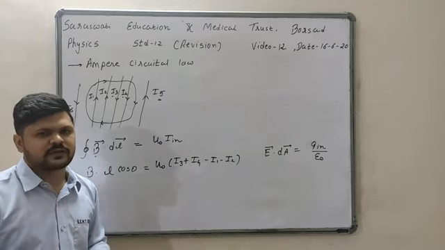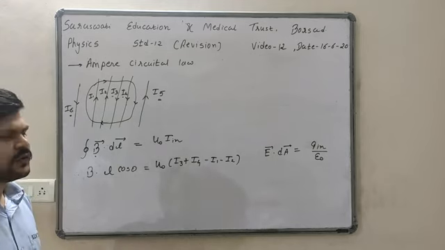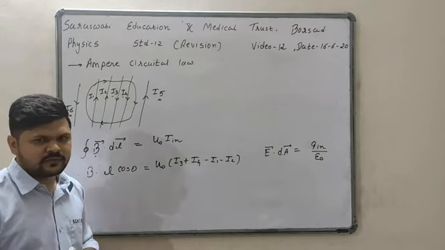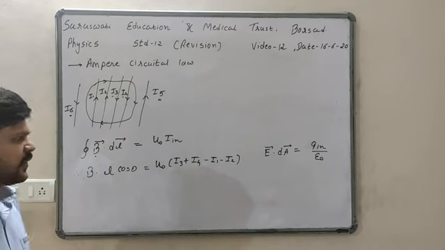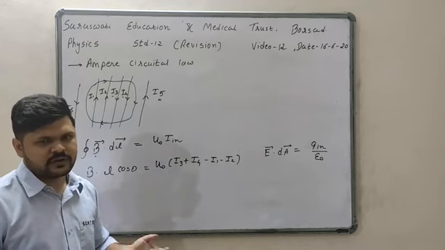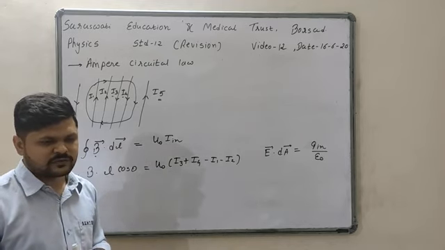So this is the Ampere circuital law. Based on this Ampere circuital law, there are applications, that is solenoid and toroid, and there are also examples that we will do.